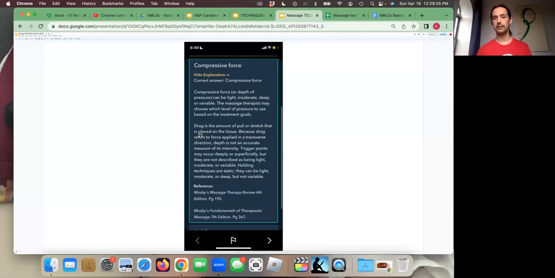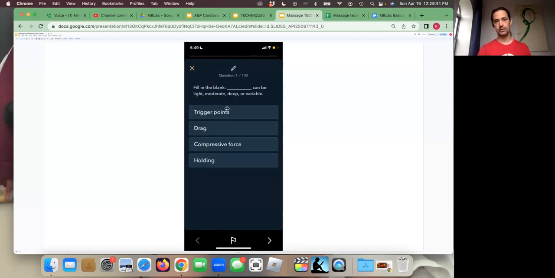And then holding techniques are static. They can be light or moderate or deep, but not variable. So the question includes variable. Blank can be light, moderate, deep, or variable. Sounds like some of you focused in on one or two words or excluded one or two words in your thinking. And this demonstrates once again, you have to read every single word, and sometimes the words really give you a clue.